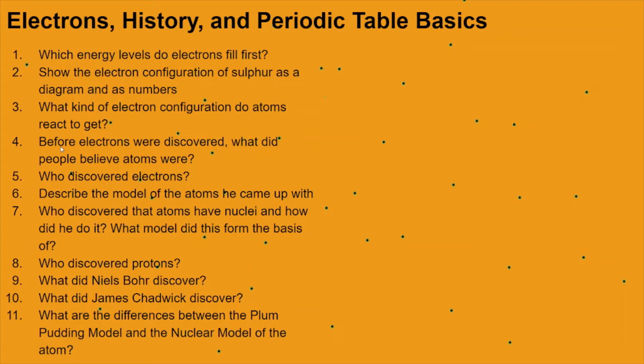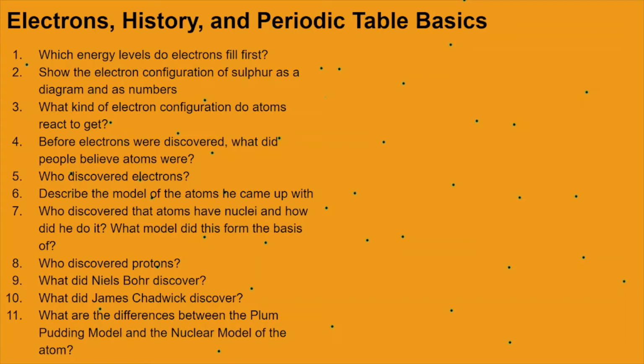So now we're going to move on to history. So before electrons were discovered, people simply believed atoms were solid spheres that couldn't be divided. J.J. Thomson discovered electrons in 1897, and he came up with the plum pudding model. So this was basically saying that atoms are balls of positive charge, and there's these tiny negative particles called electrons, stuck in it.